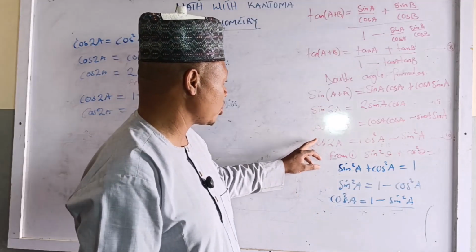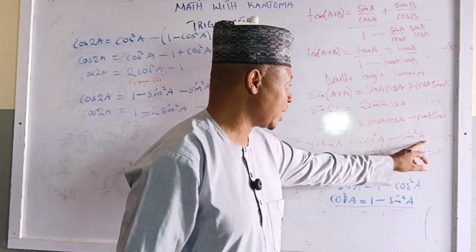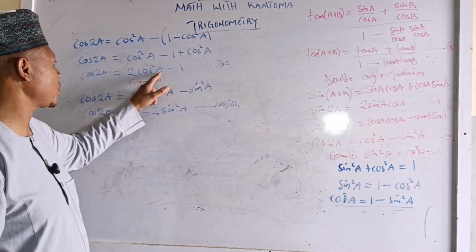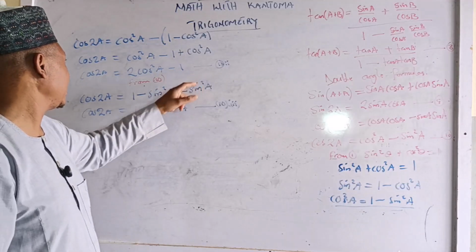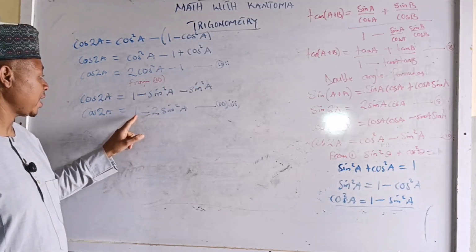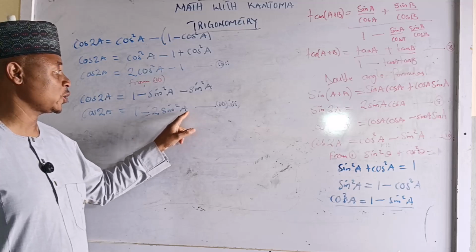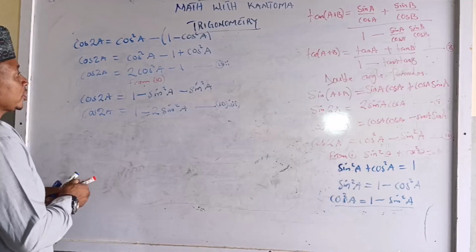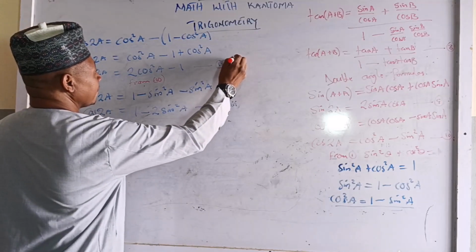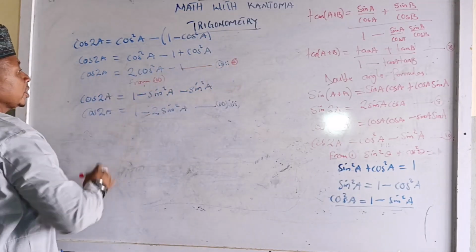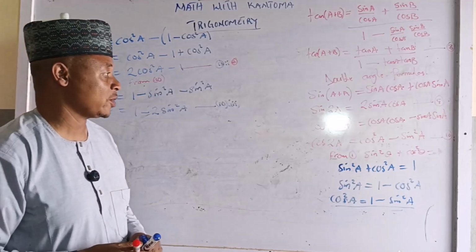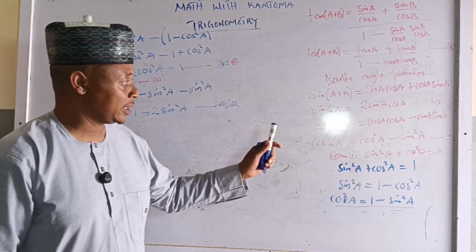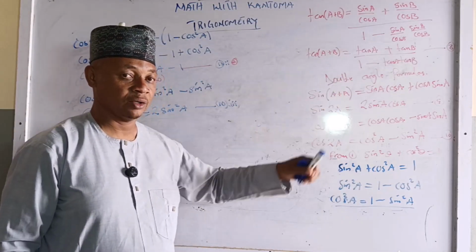So now the double angle formula for cos 2A is reduced into 3 formulas. We have the value for cos 2A as cos square A minus sine square A, and also cos 2A is given as 2 cos square A minus 1. Again, cos 2A is also given as 1 minus 2 sine square A. We'll be using these formulas to deduce the half angle formula, but we are not going into that for now. Let us continue and find the double angle formula for tan.